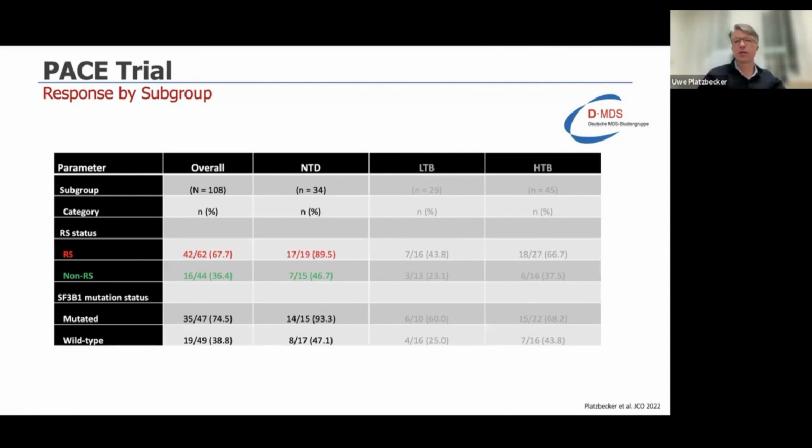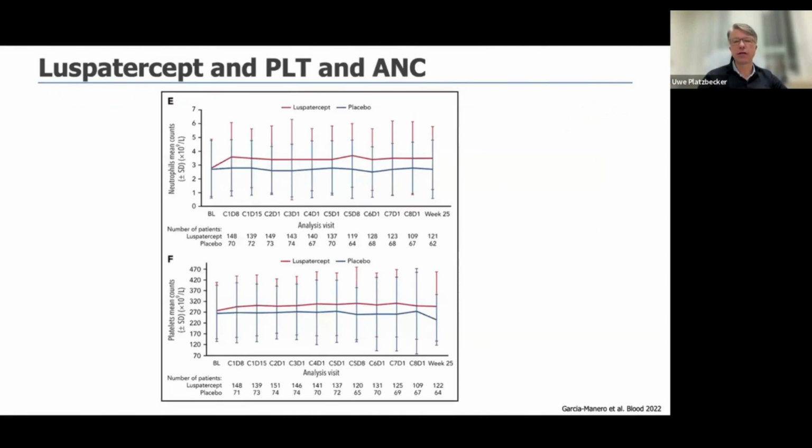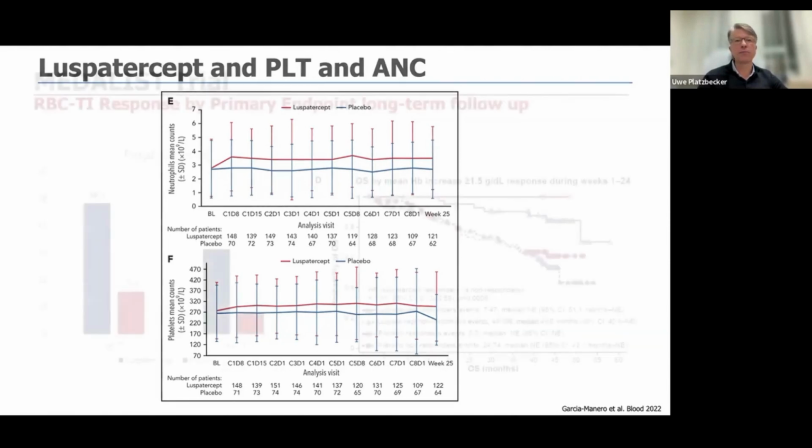So it is suggestive that the earlier you treat these patients, the better the response, especially in the ring sideroblastic phenotype. But what I think was also an interesting observation is that the drug, maybe by modulating the osteohematopoietic niche, also induces an increase of neutrophils, as here again from the MEDALIST trial, and also of platelet counts. Again, the majority of these patients had normal neutrophil and platelet counts, but I think it is an interesting observation suggesting that the drug may modulate the osteohematopoietic niche in a more holistic way.